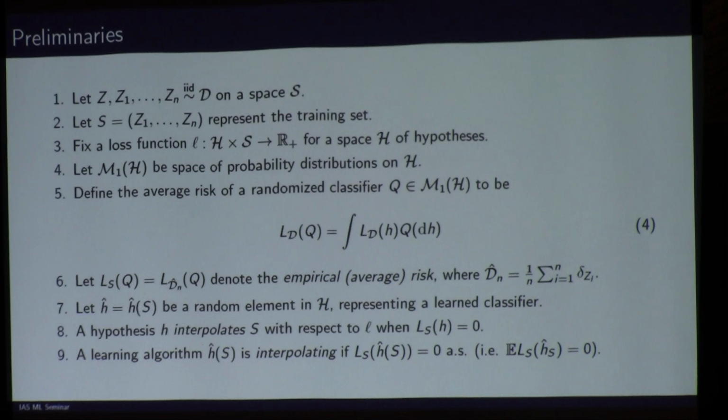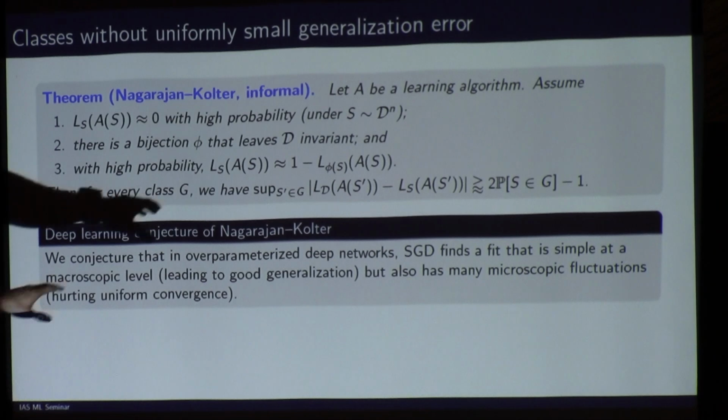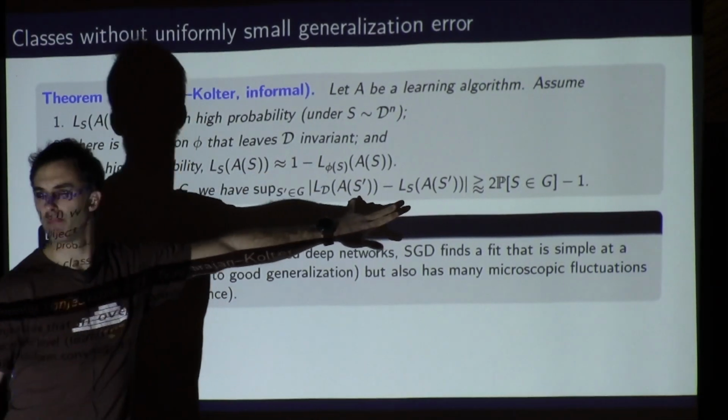Definition: a class H of hypotheses has uniform convergence properties, this is a simplistic version of it, if for any epsilon and delta, you can tell me a number of samples m such that no matter what the distribution is, if you give me m samples, then with probability at least 1 minus delta, all of this thing will be less than epsilon.